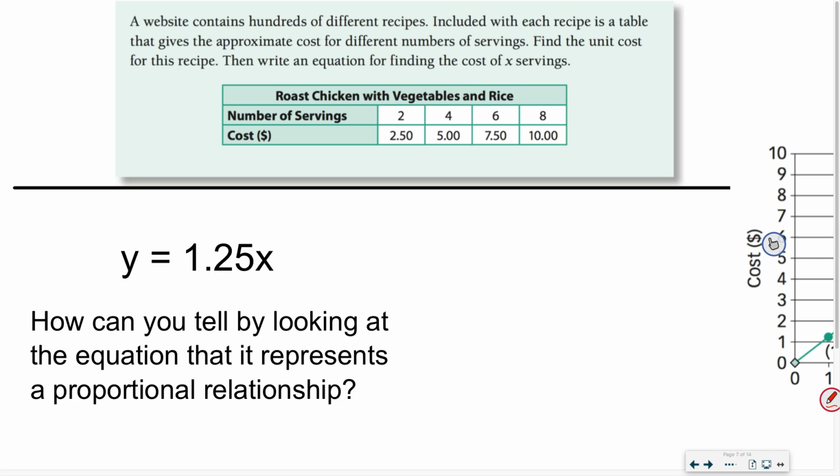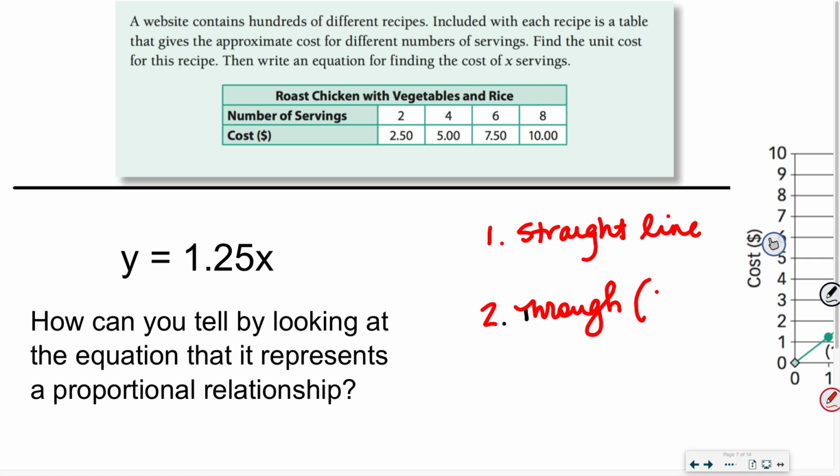Think about the components. If you're looking at a graph, we know two things. We know, what was the first one? If we looked at the graph? Straight line. Straight line, okay. And we knew through the origin. Is there any part of that equation that tells me that it's going to be a straight line?